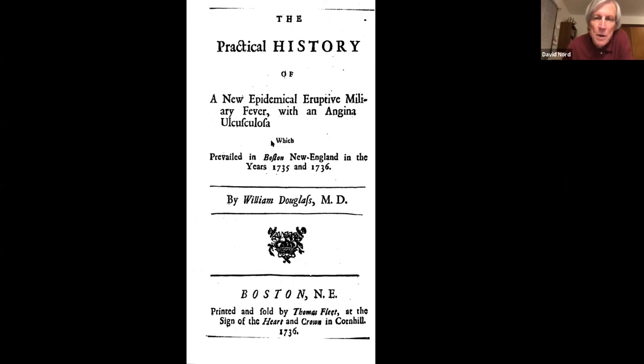This is the cover page of William Douglas's book, which calls itself a history, but it is an epidemiological history. It's also a piece of journalism that was published in 1736 while the disease was still underway, for the purpose of bringing this information to the public at that time.